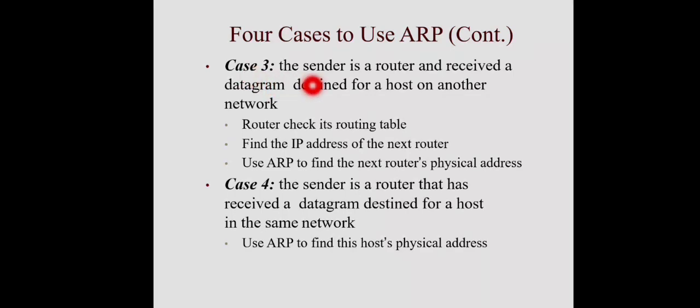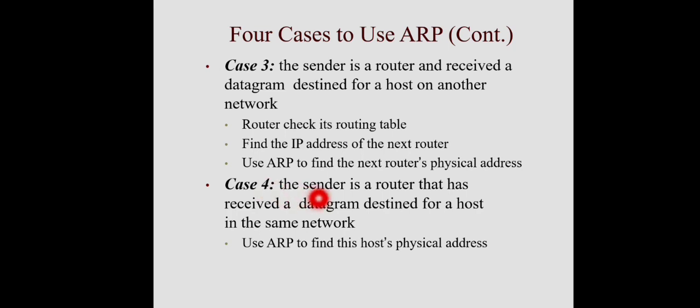And case 3 is the sender is a router and received a datagram destined for a host on another network. In that case, the router checks its routing table and finds the IP address of the next router. Okay, so within the same network, to which router should it be forwarded? Obviously the router which connects to the external network, right? Such a network's IP address is found using the routing table. Now how to find the corresponding MAC address? Then only that can be forwarded within this network, right? There we can use this ARP.